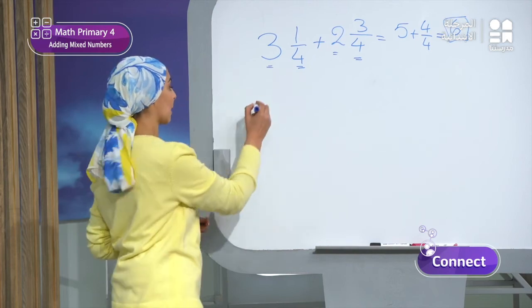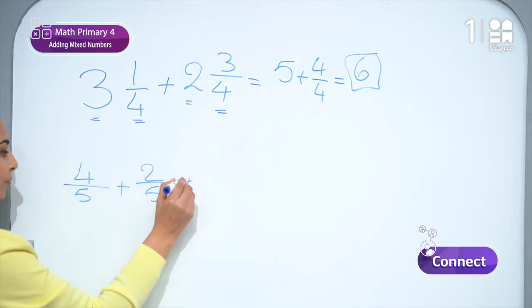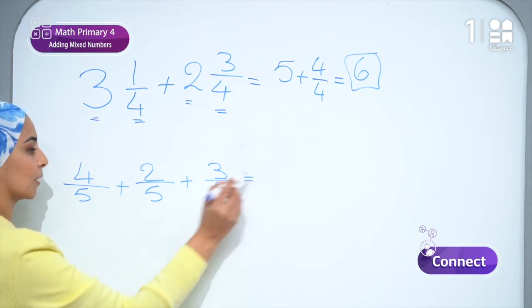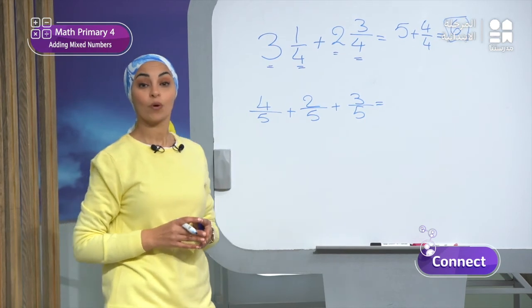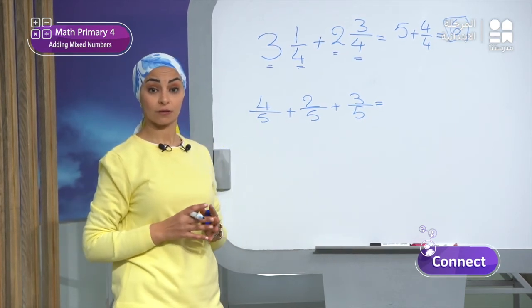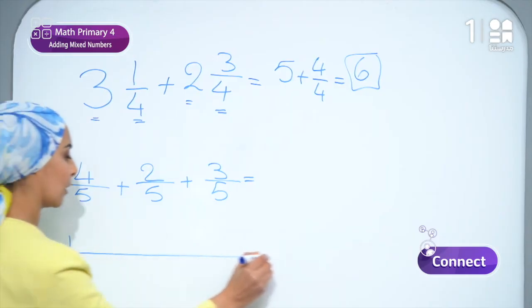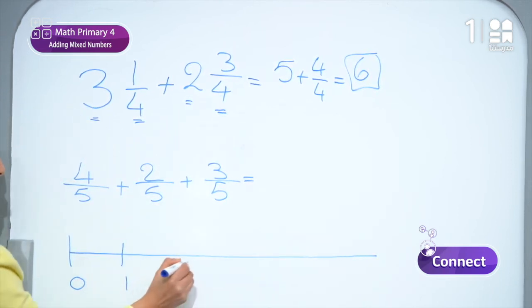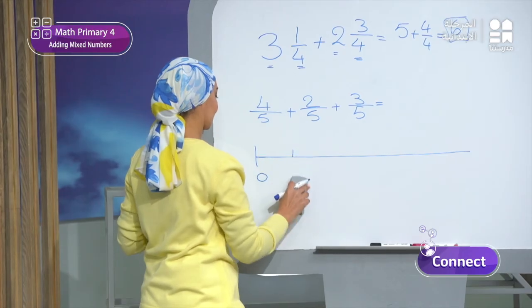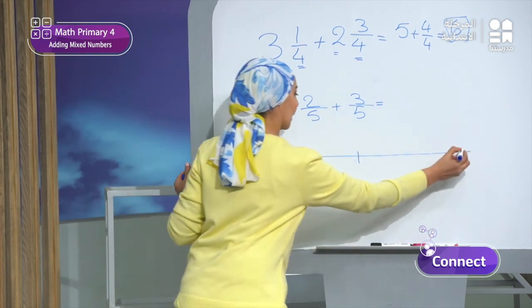Problem number 2 عايزني أعمل 4 over 5 plus 2 over 5 plus 3 over 5. This is problem number 2, equals to what? If we use the number line, تعالوا نحلها كده بالنمبر line. We will count 4 fifths, right? And then add them. يبقى هعمل إيه؟ I will draw the number line like this. Here, I will write 0 and 1. Sorry. Here 0, 1 and 2.